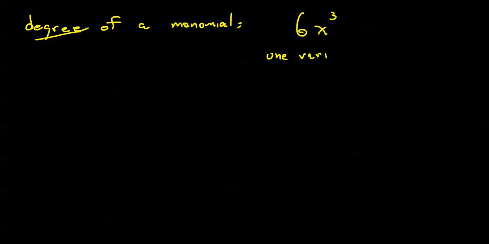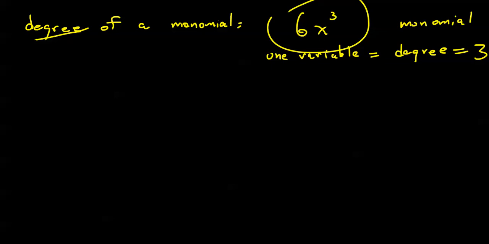Let's talk about the degree. Well, let's first start out with the degree of a monomial. Alright, 6x cubed is a monomial. And if a monomial has one variable, the degree is the exponent on that one variable. So I would call this a monomial of degree 3. In other words, 6x cubed is a monomial of degree 3. Again, if it's a monomial and if there's just one variable, the degree is the exponent on that variable.